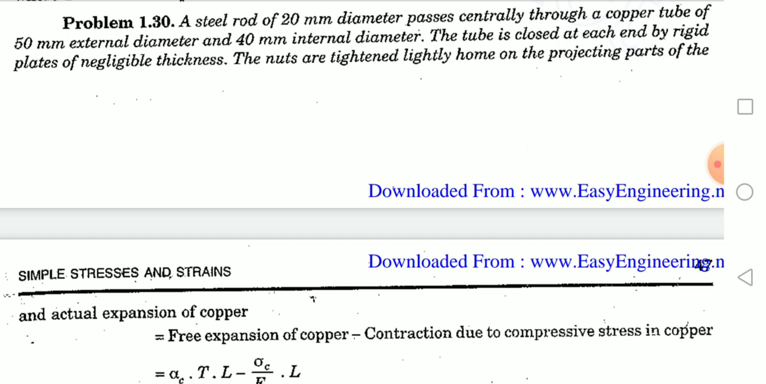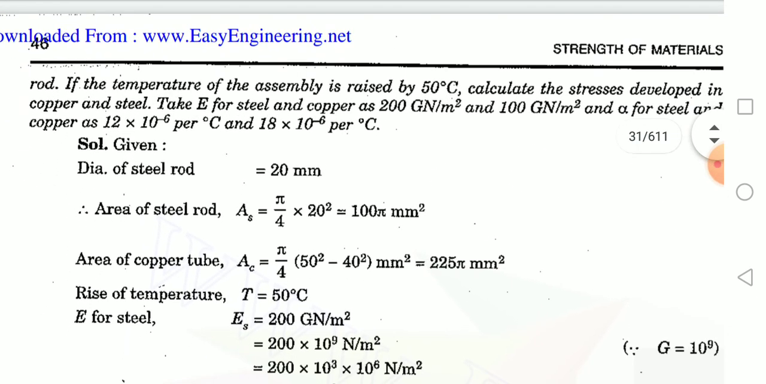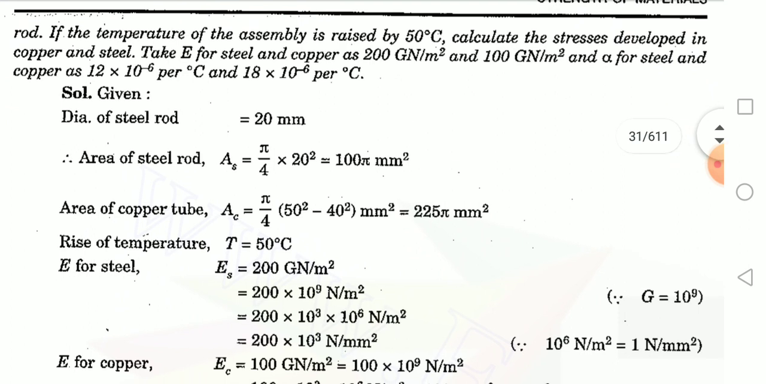A steel rod of 20 mm diameter passes centrally through a copper tube of 50 mm external diameter and 40 mm internal diameter. The tube is closed at each end by rigid plates of negligible thickness. The nuts are tightened lightly home on the projecting parts of the rod. If the temperature of the assembly is raised by 50 degrees Celsius, calculate the stresses developed in copper and steel.